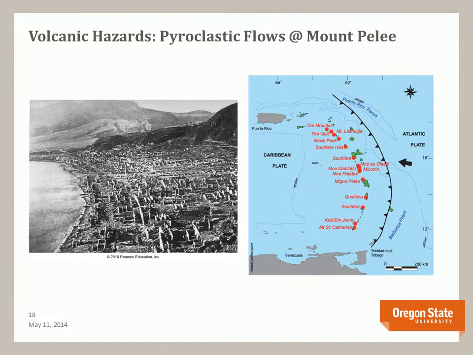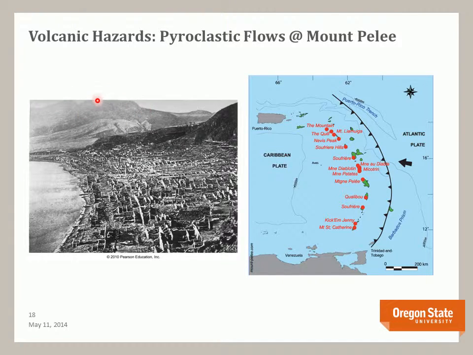Another spectacular example of the impact or the hazards associated with a pyroclastic flow is from the eruption of Mount Pelee in 1902. Mount Pelee is located right here on the Isle of Martinique in the West Indies. Here is a subduction boundary where the Atlantic plate dips below the Caribbean plate. Here's Puerto Rico and Venezuela in South America.